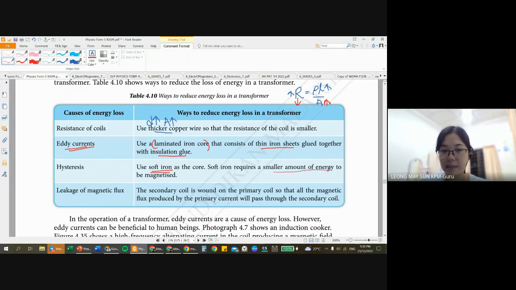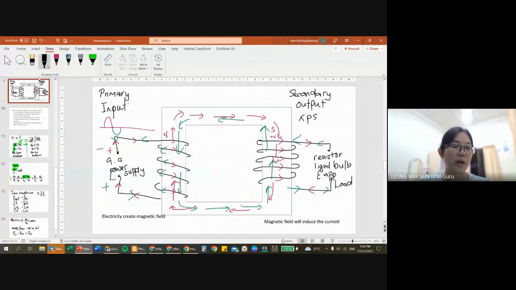energy to be magnetized. In order to avoid leakage of magnetic flux, you take the secondary coil and wind it on the primary coil, so that all the magnetic flux is produced in the primary. Okay, what does this mean? I know this is very difficult for you guys to understand.